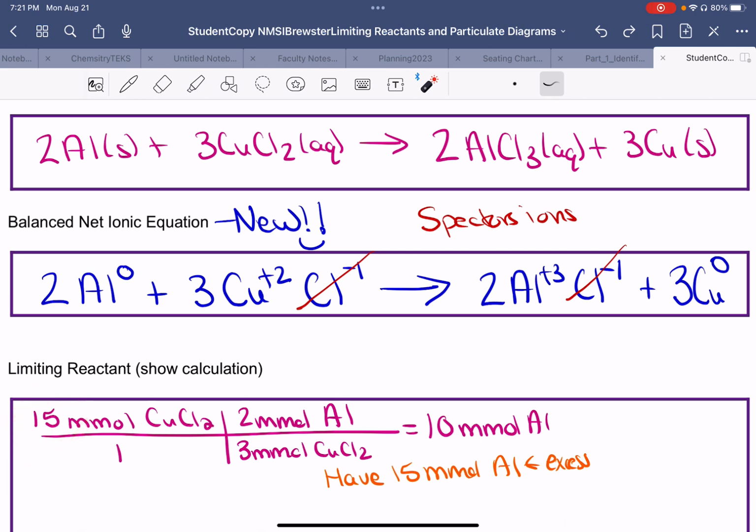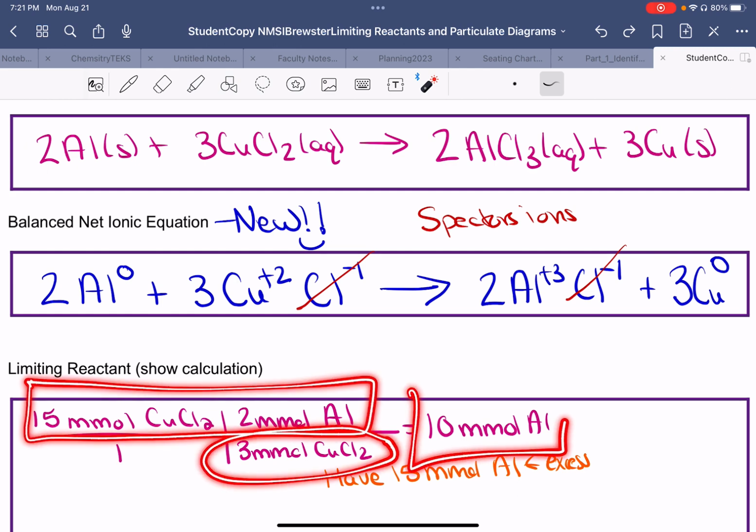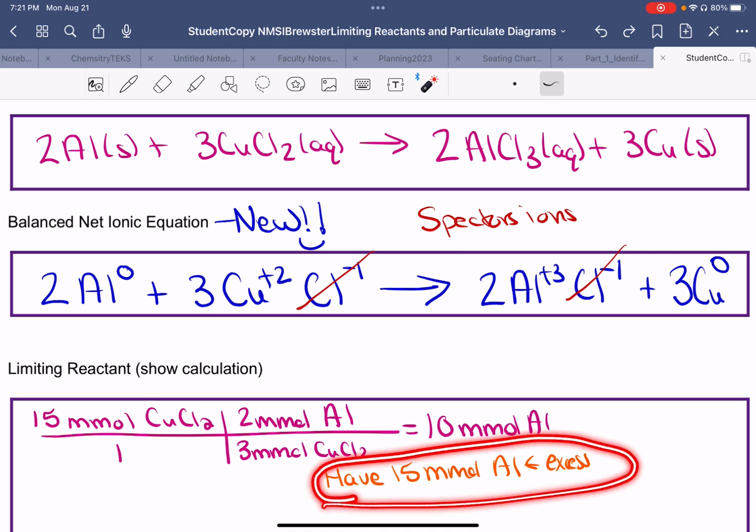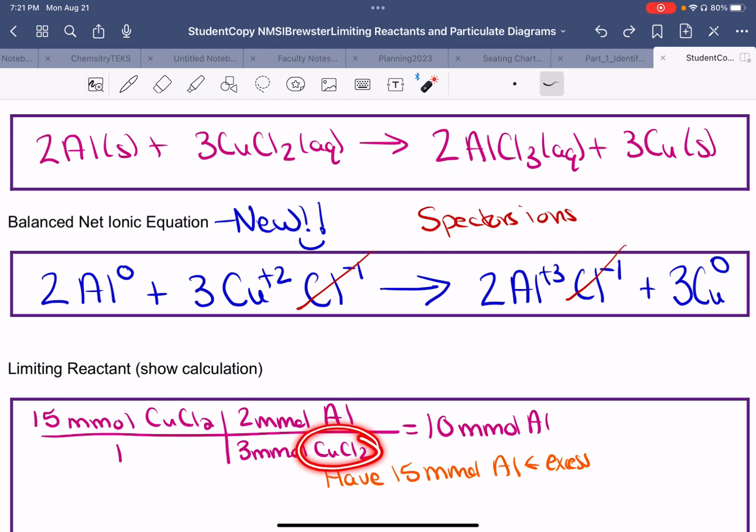I go to my balanced equation. This is what's on top, so it's got to go on bottom next. I get the 3 from the balanced equation. I'm going to convert to aluminum. I've got a 2 in front of aluminum, so I'm going to put a 2 in front of there. Now I do the product at top. So 15 times 2 divided by 3 gives me 10. I have 15 millimoles of aluminum. So my aluminum is in excess, which means that my copper 2 chloride is my limiting reagent.